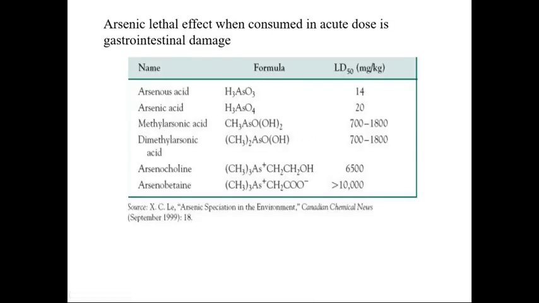So arsenic lethal effect when consumed in an acute dose, it causes gastrointestinal disturbances. So as we said, arsenic in the 3 plus form is the most toxic. So you see the LD50 for that is 14, whereas for arsenic acid it is 20. And as you see, the higher it becomes, the less toxic.